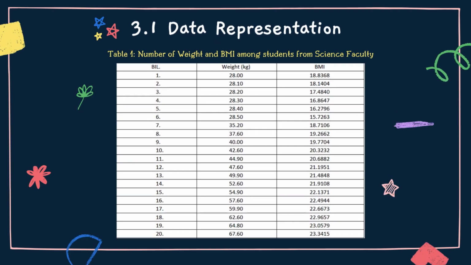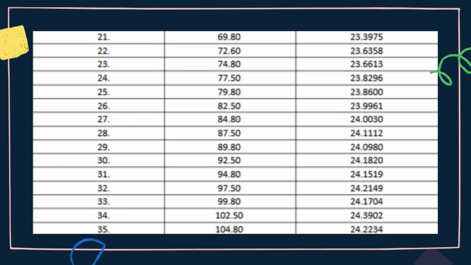For the data representation, we found that the weight of the student is the independent variable and their BMI is the dependent variable. Both of these variables are quantitative data. The data shows that BMI depends on the weight of the student. This shows the objective of this report, which is to investigate the relationship between weight and BMI.